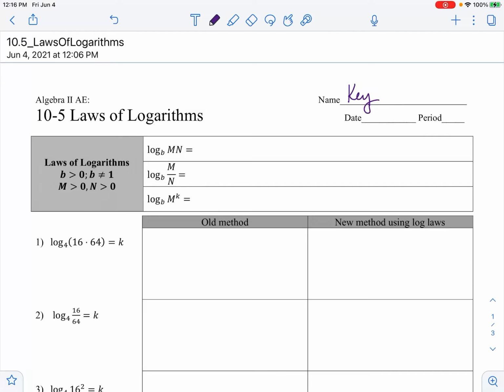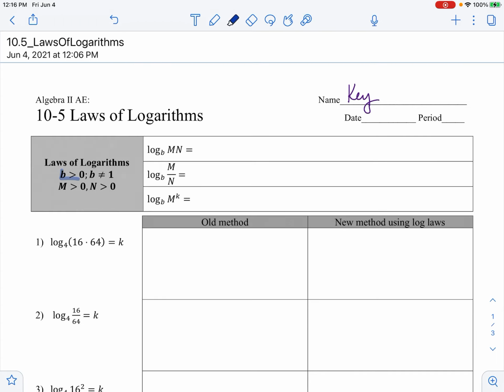Hi everyone. Today we're going to talk about laws of logarithms. We have a couple of first things. We know what a logarithm is, so now this is going to allow us to manipulate them a little bit more.